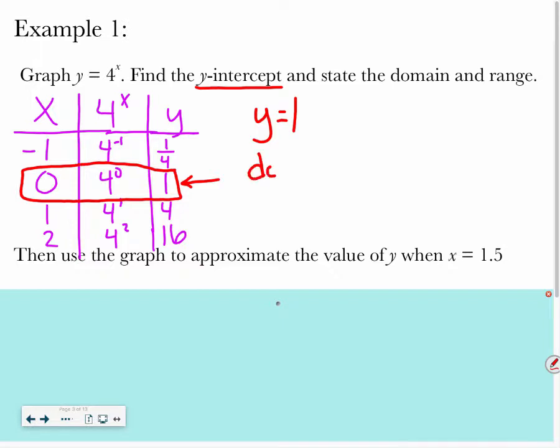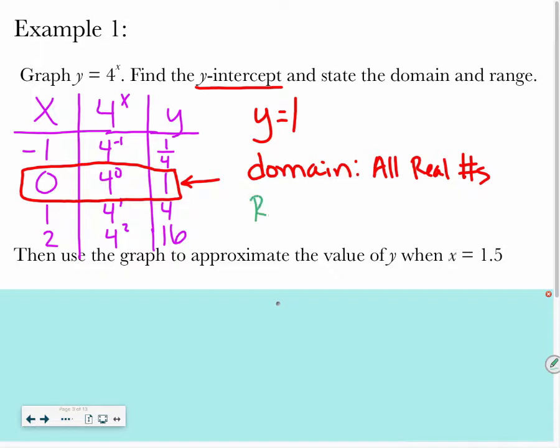My domain is going to be really similar to my parabola. By similar, I mean it's the same, where you say all real numbers. You can plug in any number for x and you'll get a value out for y. So that's why the domain, it doesn't matter what number you plug in, you'll get a number out.